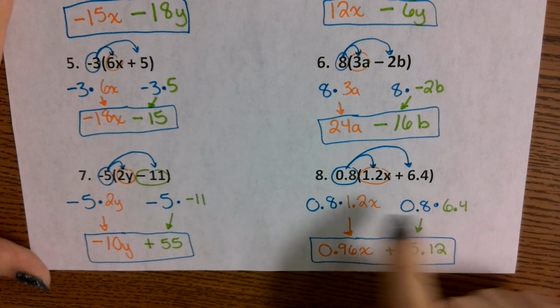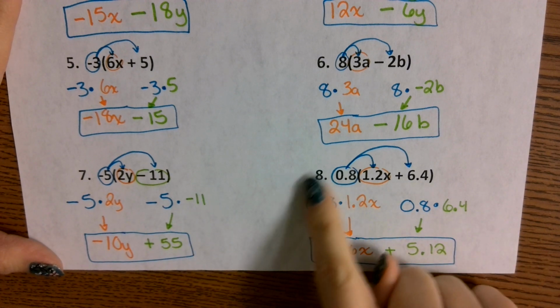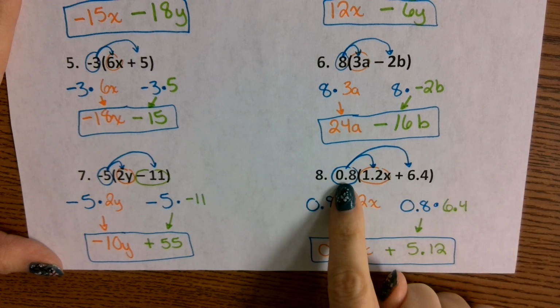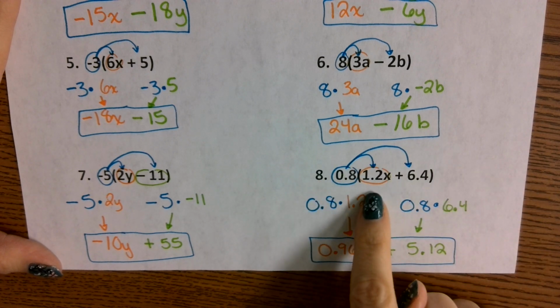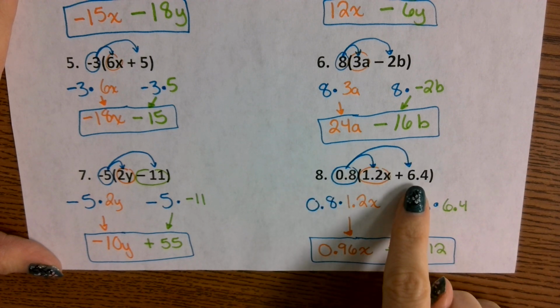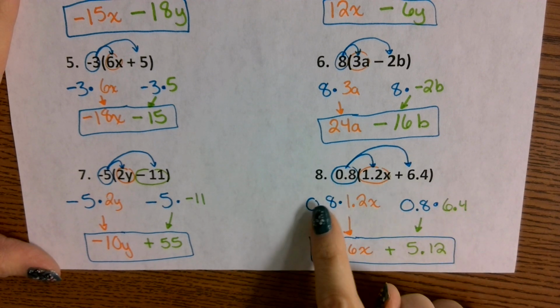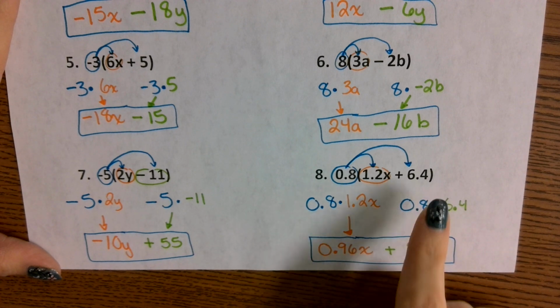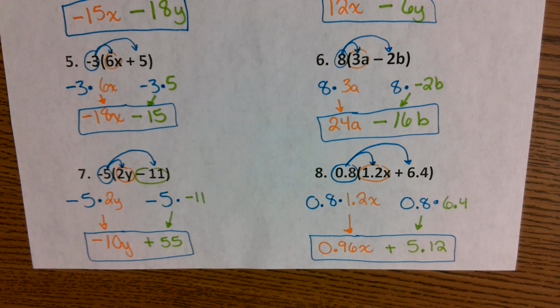Number 8, again, it doesn't matter that it's decimals, it's still the same process. You're doing 0.8 distributed to that 1.2x and then 0.8 distributed to that positive 6.4. Once you've distributed to both terms, you're going to wind up having the simplified expression of 0.96x plus 5.12.